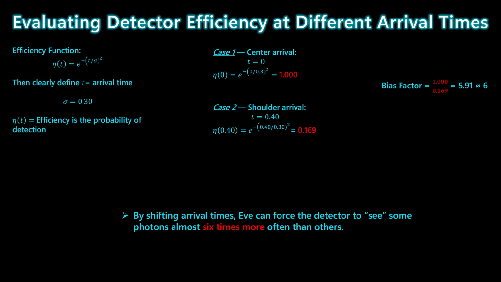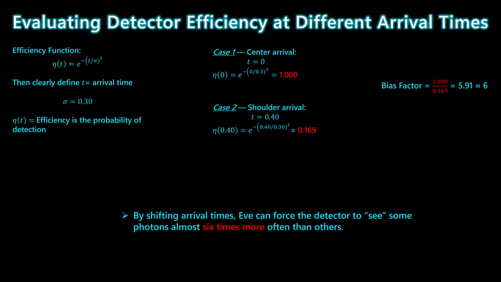To see how this works numerically, we begin by evaluating the function at the center of the detector's active region. When a photon arrives exactly at t equals 0, the exponent becomes 0, and the efficiency evaluates to 1. This corresponds to perfect or near-perfect detection probability, which aligns with the peak of the Gaussian response curve shown earlier. Next, we examine a photon that arrives slightly off-center at t equals 0.40. Plugging this value into the efficiency function gives a probability of 0.169.